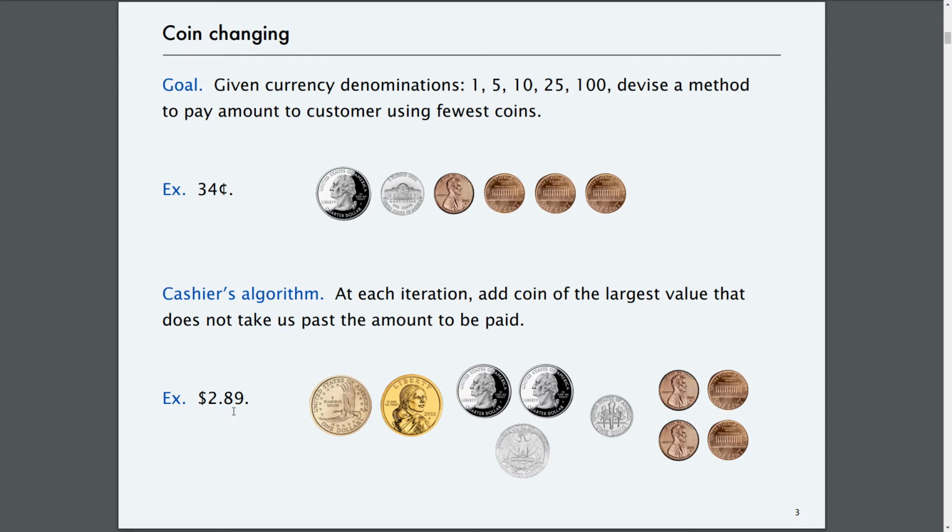With $2.89, we add $1 and $1, and then we have 89 cents left. So we add a quarter, and then we can add 2 more quarters, and then we will have, let's see, 75, so that's 14 cents remaining. So we add a dime and then 4 pennies, sorry, not nickels.